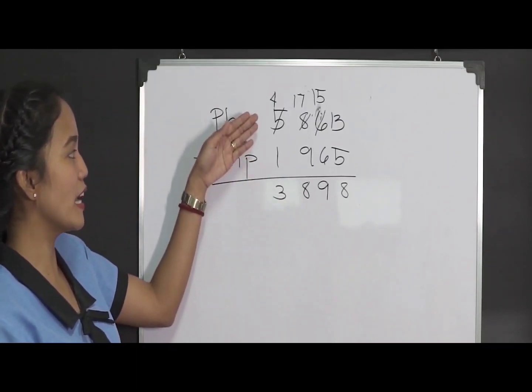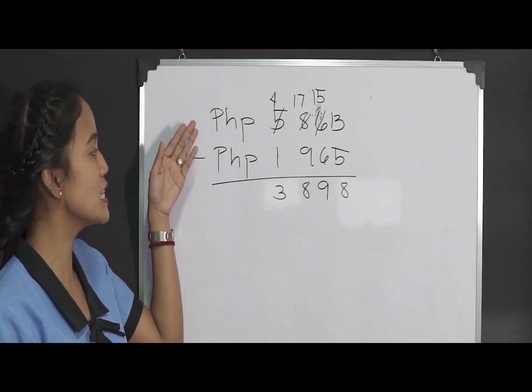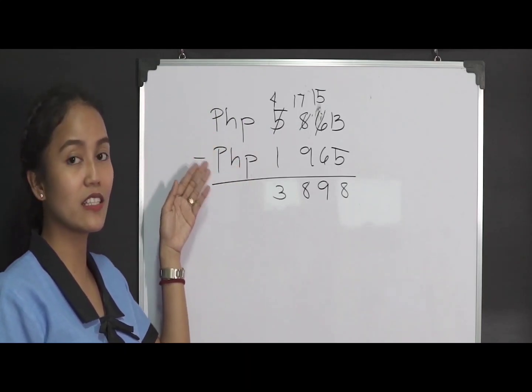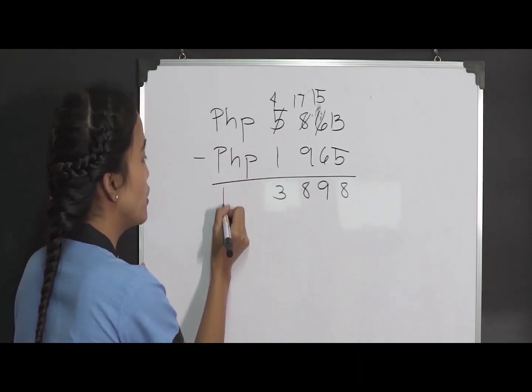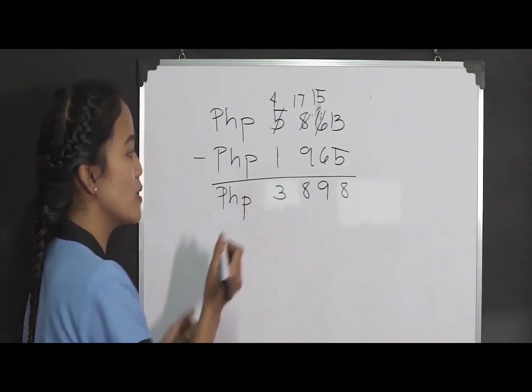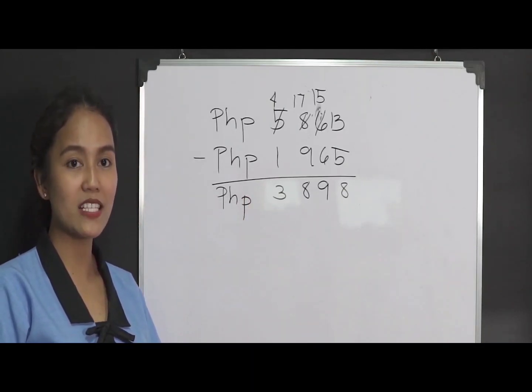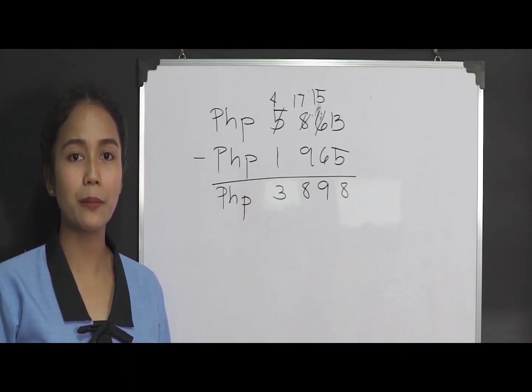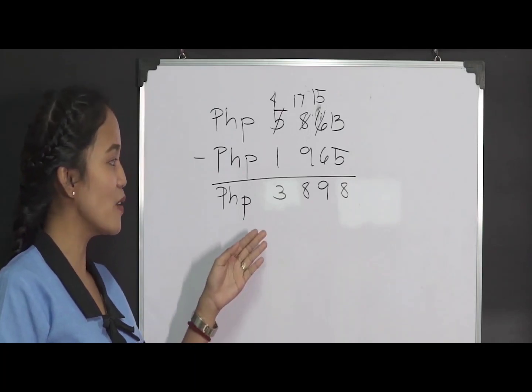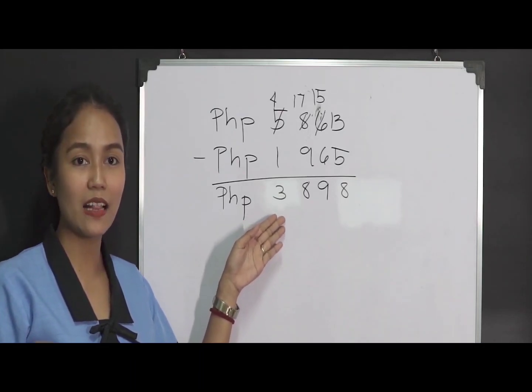So 5,863 pesos minus 1,965 pesos is equal to 3,898 pesos. So the cost of the printer is 3,898 pesos.